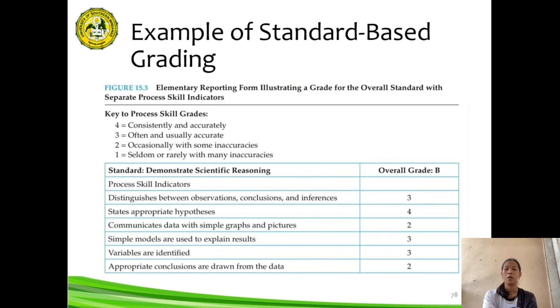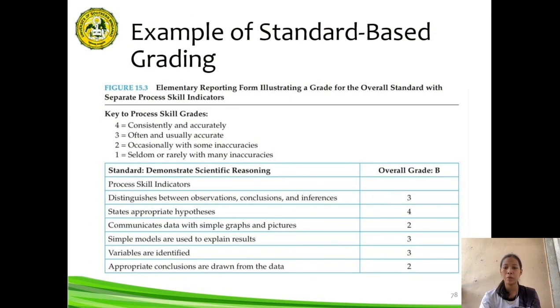So here's the example. You can see here that it has a table that shows the standard-based. Standard here is demonstrate scientific reasoning. Ito yung standards. This tells us what the teacher expects the students to be able to do at the end of a unit. So the process skill indicator here are the specific skill or step that shows whether the student is meeting the standards. So ito yung mga specific skill na nakapaloob sa standards na need ma-attain ng mga students.